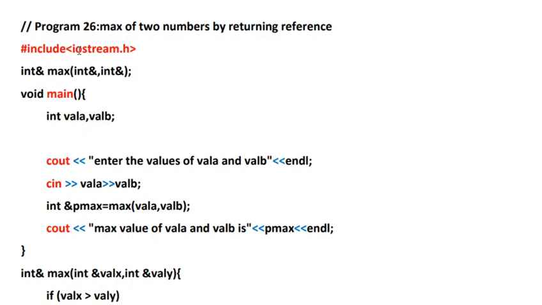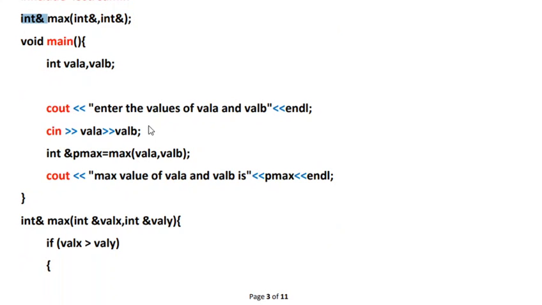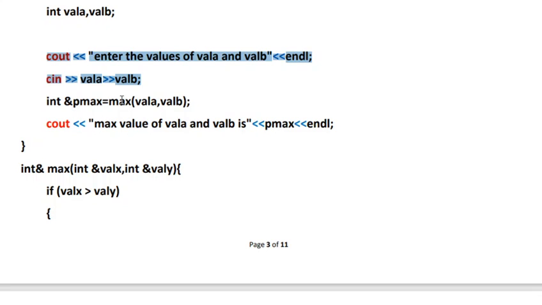Now we have the next program, which is capable of determining the maximum of two numbers. But here, instead of using pointers, I'm using reference variables. So max is a function that takes in reference variables and returns a reference variable, right? Here again I have two variables, value and val_b, where I'm reading the values. Max is a function that returns the maximum of value and val_b.